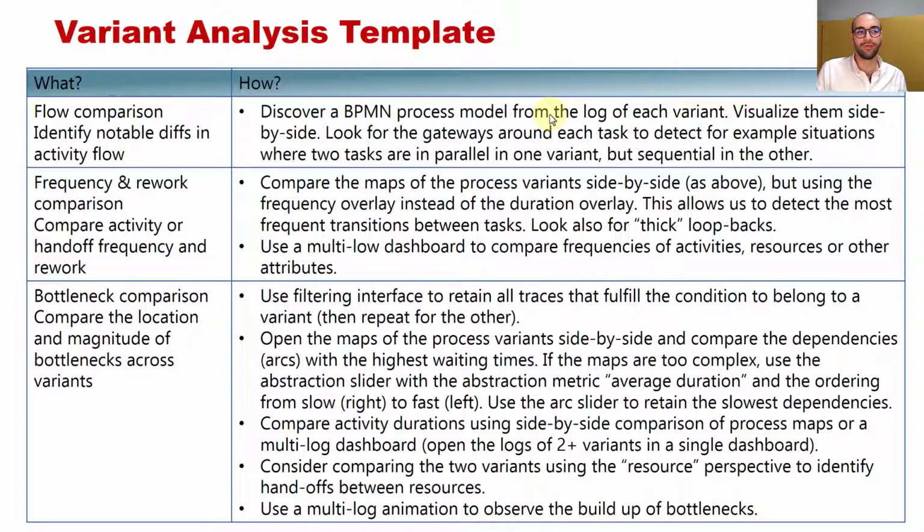The second type is going to be the frequency or the work comparison, and you can also do that with a side-by-side analysis of the event logs. And the third one is going to be bottleneck comparisons. Let's dig into the details of every step of this checklist.